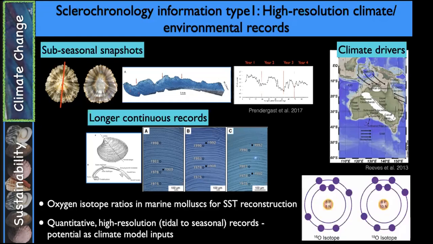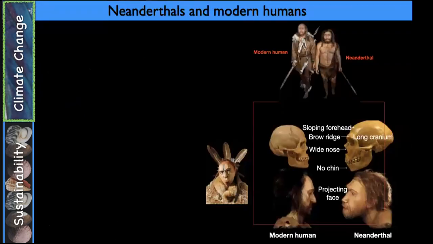And so in this talk, the examples I'm going to focus on next are using marine mollusk geochemistry, looking at oxygen isotope ratios to reconstruct sea surface temperature. The ratio of oxygen 18 to 16 in the shell carbonate is primarily controlled by temperature. And so sampling the mollusk at high resolution can generate records from seasonal to tidal resolution, depending on the growth rate and the sampling resolution.